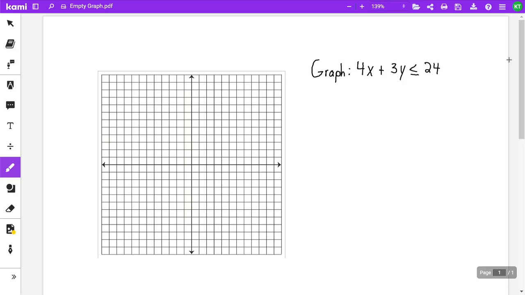So we are going to graph this inequality here of 4x plus 3y is less than or equal to 24 without converting it into slope-intercept form. So the first thing we're going to do is find our x and our y intercepts.